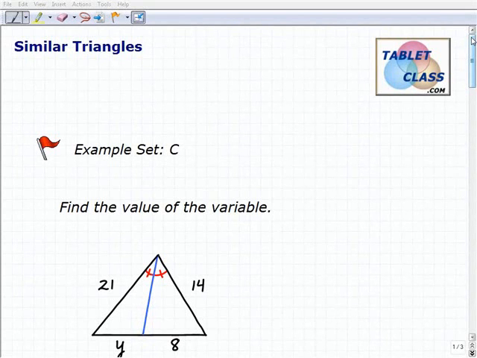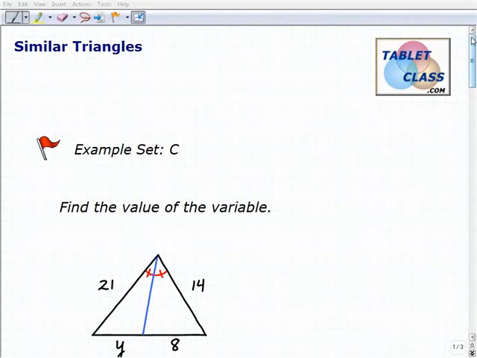This is our third example set C. And what we're going to be doing here to answer the question, which is to find the value of the variable in each one of these figures, is using that angle bisector theorem that we learned in the lesson.